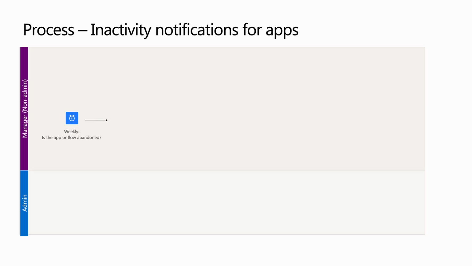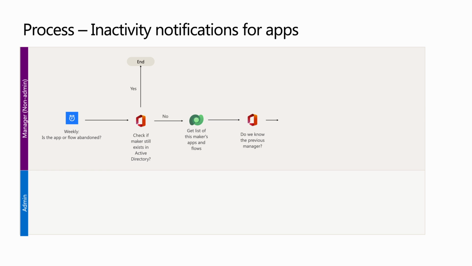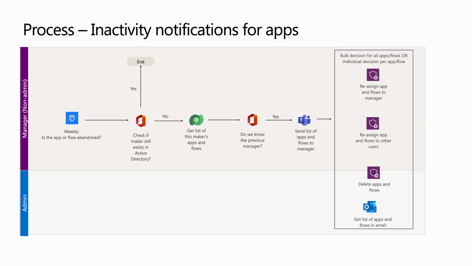So a weekly scheduled flow looks to see if a maker of apps or flows still exists in the organization's Active Directory. If not, the process gets a list of all the apps and flows that maker owned, and it tries to find the previous manager of that maker. If the manager is found, a Teams adaptive card is sent to the manager, and they can make decisions in bulk for all of the resources or take individual action per app or flow. And if the manager is not found, the list gets sent to the admin, and they can make decisions using the Set App Permissions, Set Flow Permissions app.